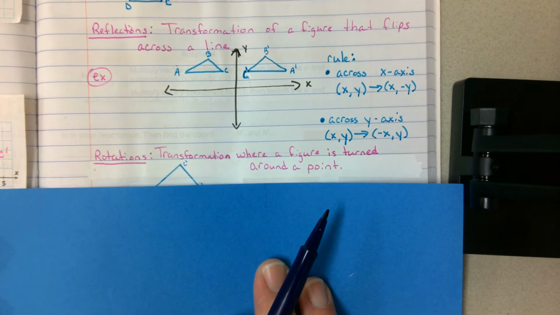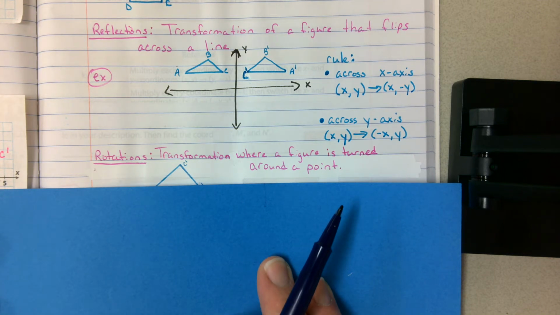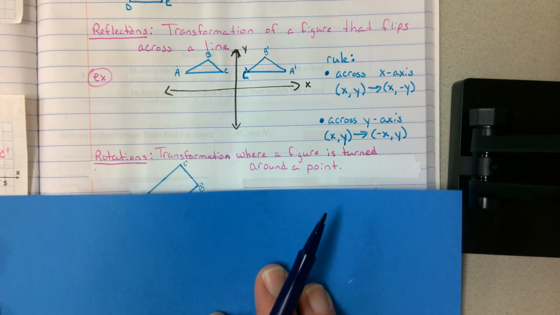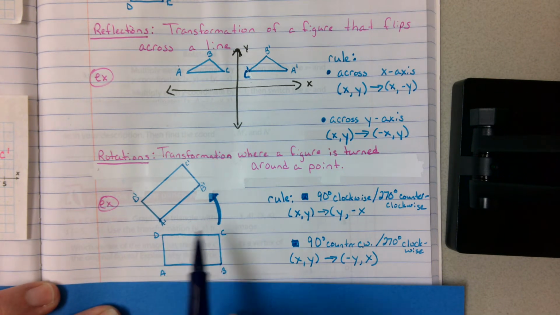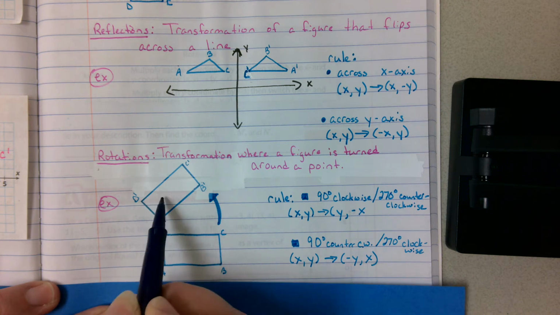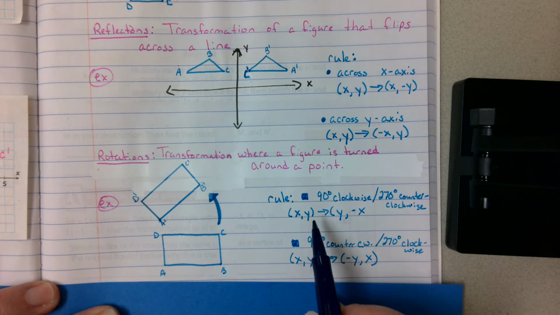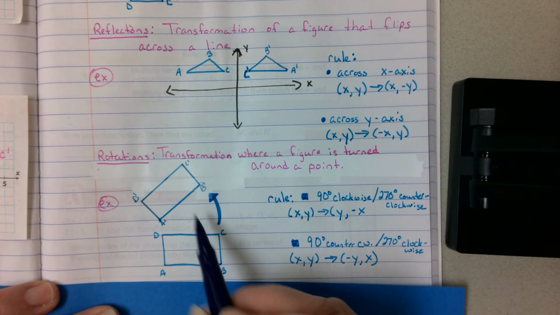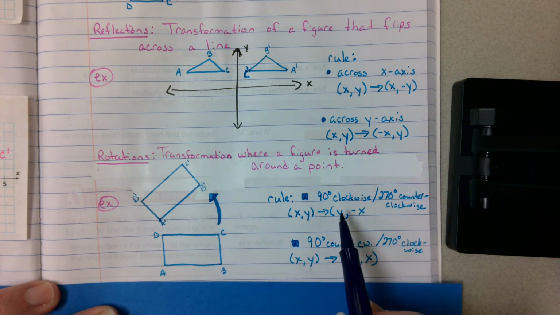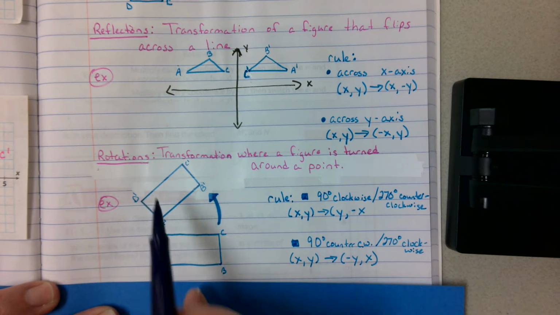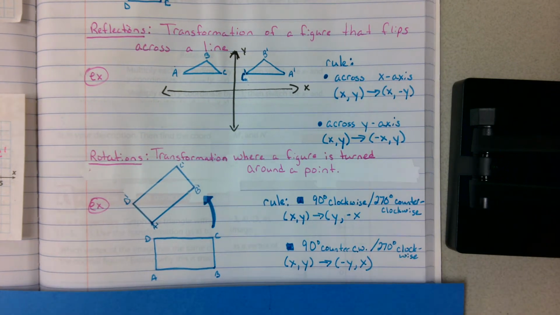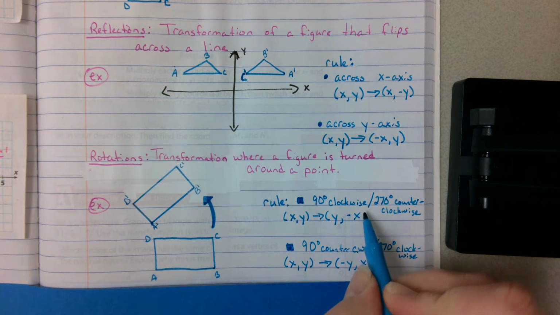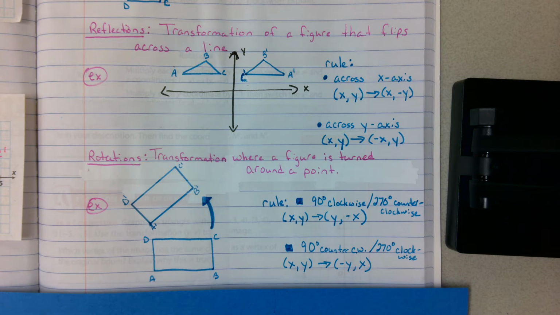All right, our next one, the rotations. That is a transformation where a figure is turned around a point. So our example here, figure ABCD, has rotated up. And so this one here is not a 90-degree turn, doesn't look like to me, and it went counterclockwise. So here's a couple of rules that may help you, and I just saw that I did not close my parenthesis there. All right, sorry about that.